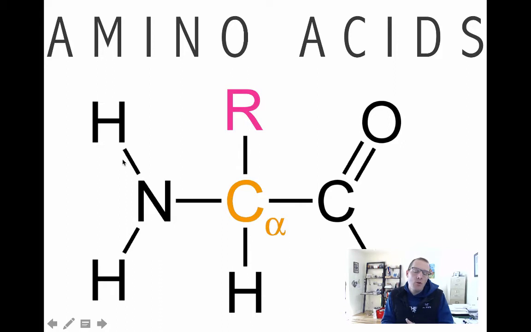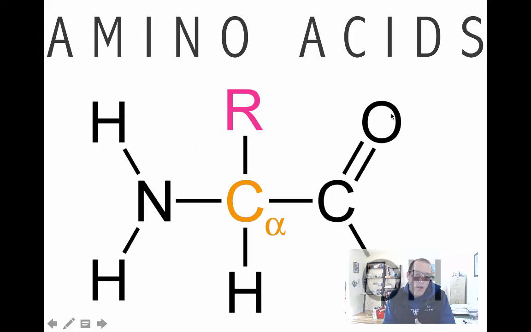Now the amino functional group can either have 2 hydrogens like you see here, or it can have a third hydrogen attached to it, in which case the nitrogen would have a positive charge on it, and so the end would have a little plus next to it, and we'll see an example of that in a moment.